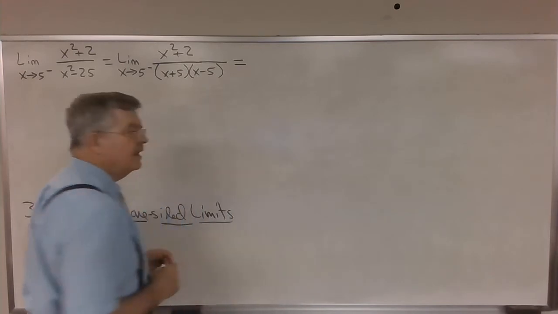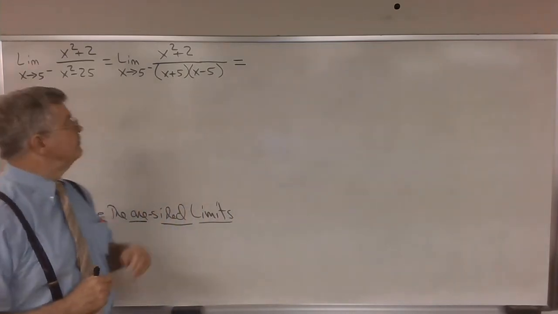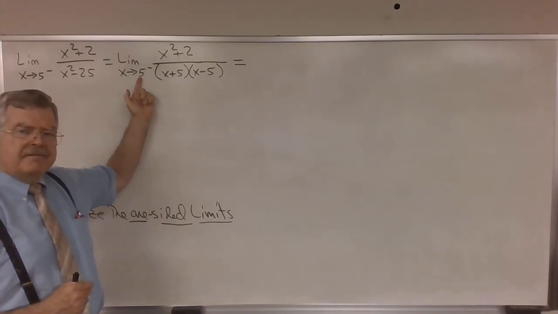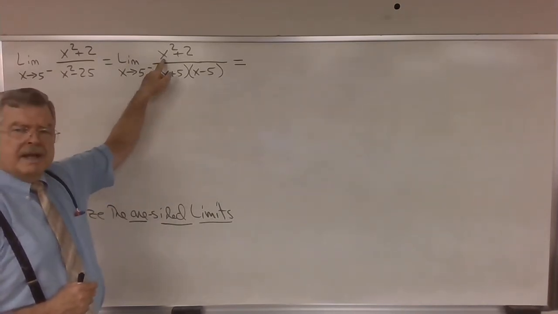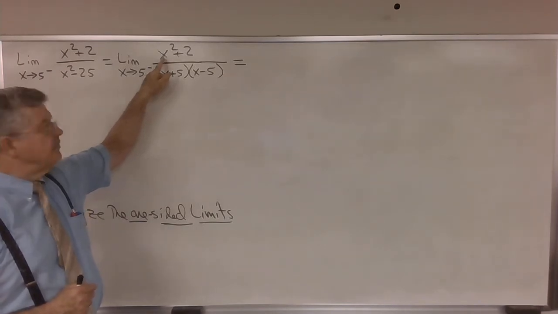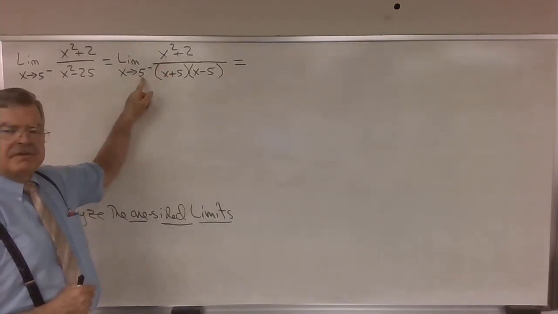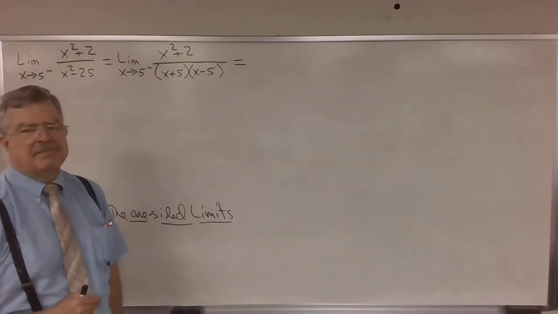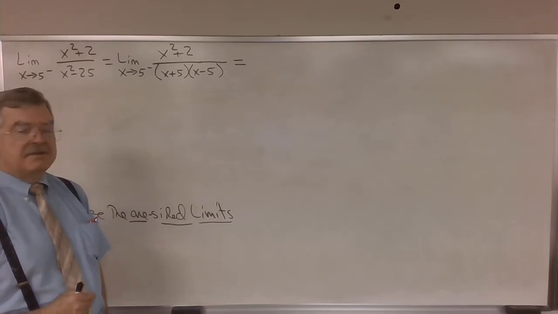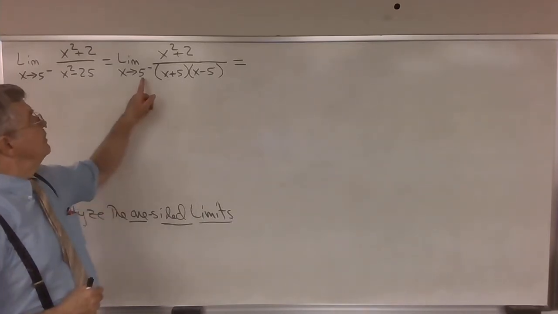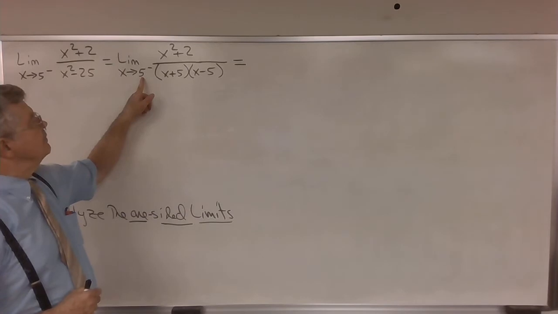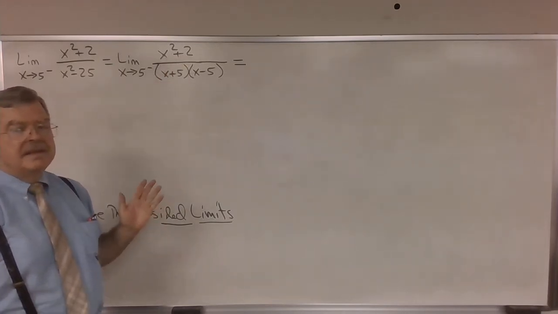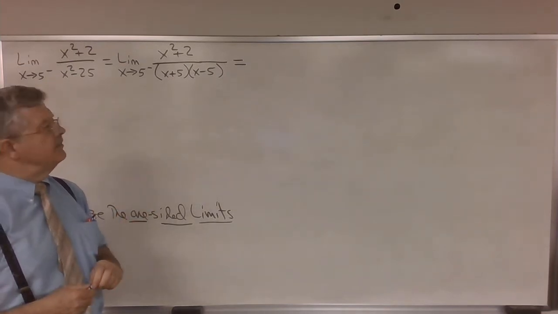Now, let me ask you a question. As x gets closer and closer to 5, what happens to x squared? As x gets closer and closer to 5, doesn't x squared get closer and closer to 25? It does, doesn't it? And so as x gets closer and closer to 5, x squared plus 2 is going to be about 27.